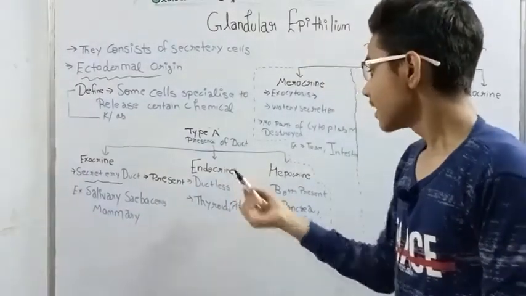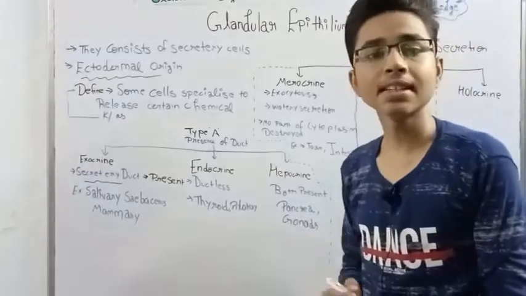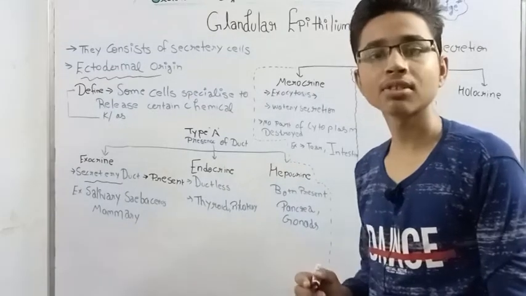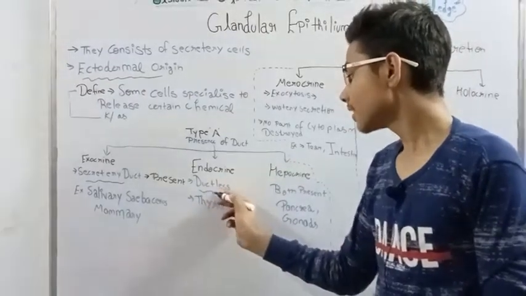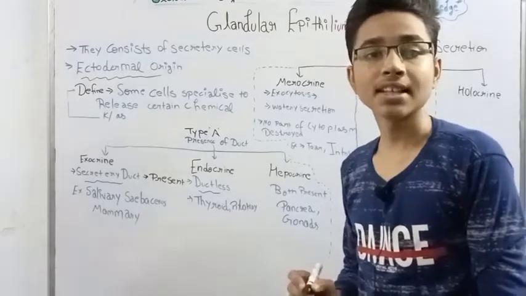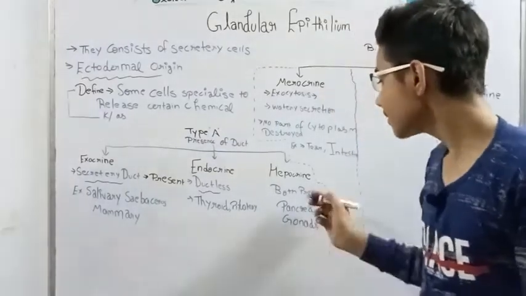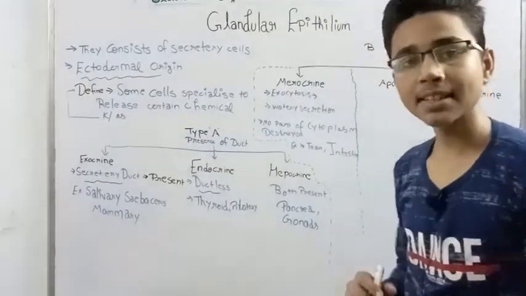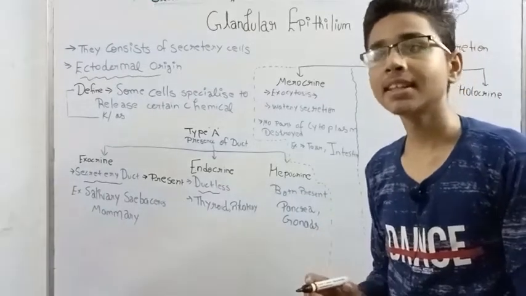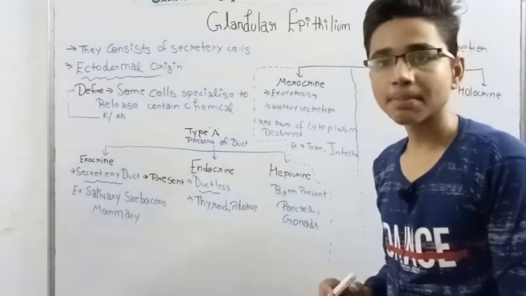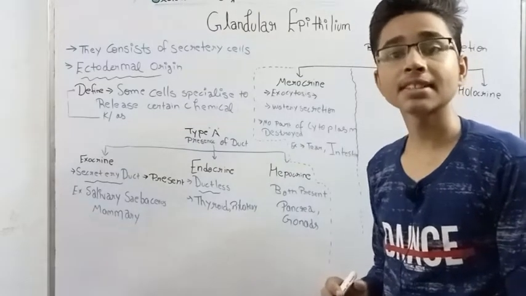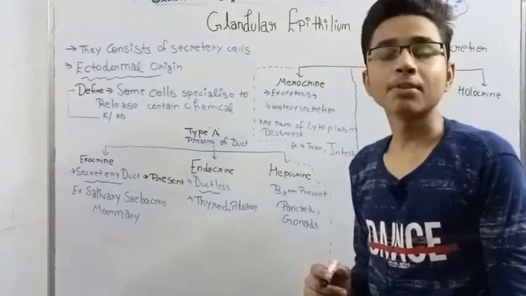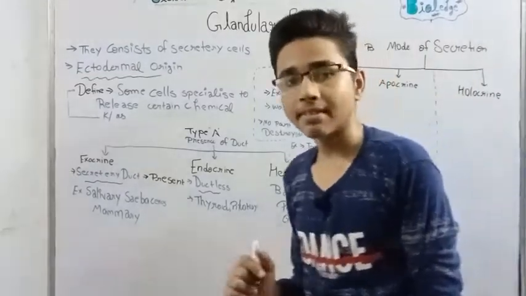Next is the endocrine gland. Endocrine glands are basically ductless glands, and they are found in the thyroid gland, the pituitary gland or the adrenal glands. As they are ductless, they directly pour their secretions into the blood. Next, we have the hypocrine. Hypocrine is basically the type of gland that has both parts, like our male and female reproductive parts, that is the primary reproductive part, the ovary, and the male reproductive part, and they are also present in the pancreas.